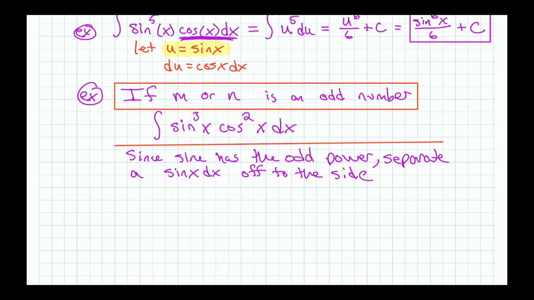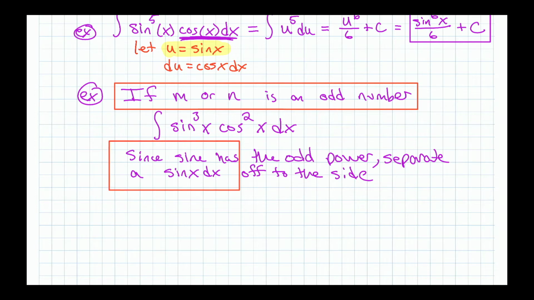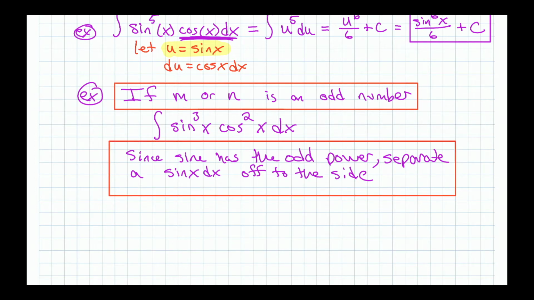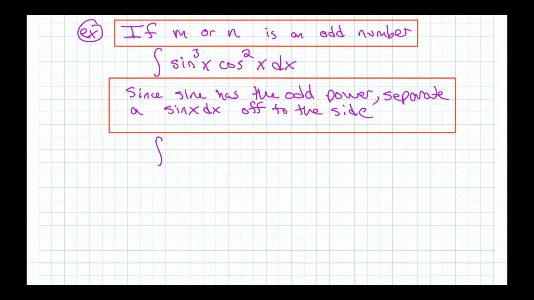Okay, put a box around that. I'm going to try again. It works best when I draw a whole box. All right, so you want to separate a sine off to the side. That's what you want to do. So what that will look like is, since sine's the odd power, you're going to separate just one sine off to the side.